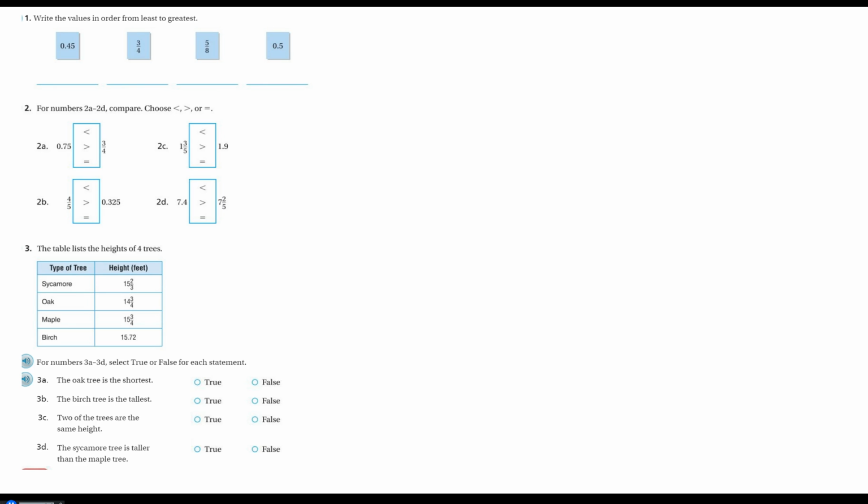My recommendation is, whenever you're asked to compare numbers that are fractions and decimals, always get everything into decimal form. Because once it's in decimal form, it's much easier to compare and see which one is least, which one is greatest. So, on number 1, write the values in order from least to greatest. You can see here and here I already have decimals, so I can leave those alone. These two, though, I need to change into decimals. They're fractions, so I need to change them into decimals.